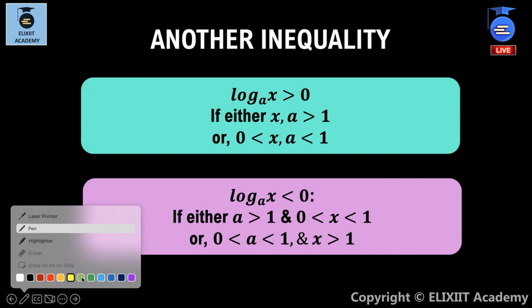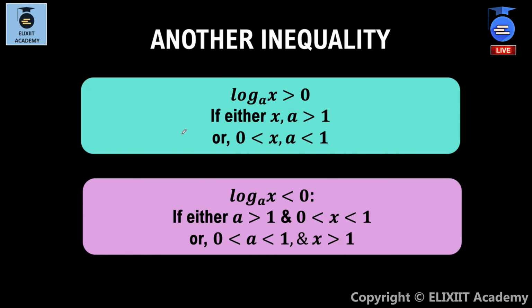So what we have here? Log x base a is more than 0. Log x base a is more than 0 means when log x base a is positive, either the number and the base are both more than 1, or the number and the base both lie between 0 and 1. For these two situations only, log x base a is positive. You can take any values and verify, you will get this result.